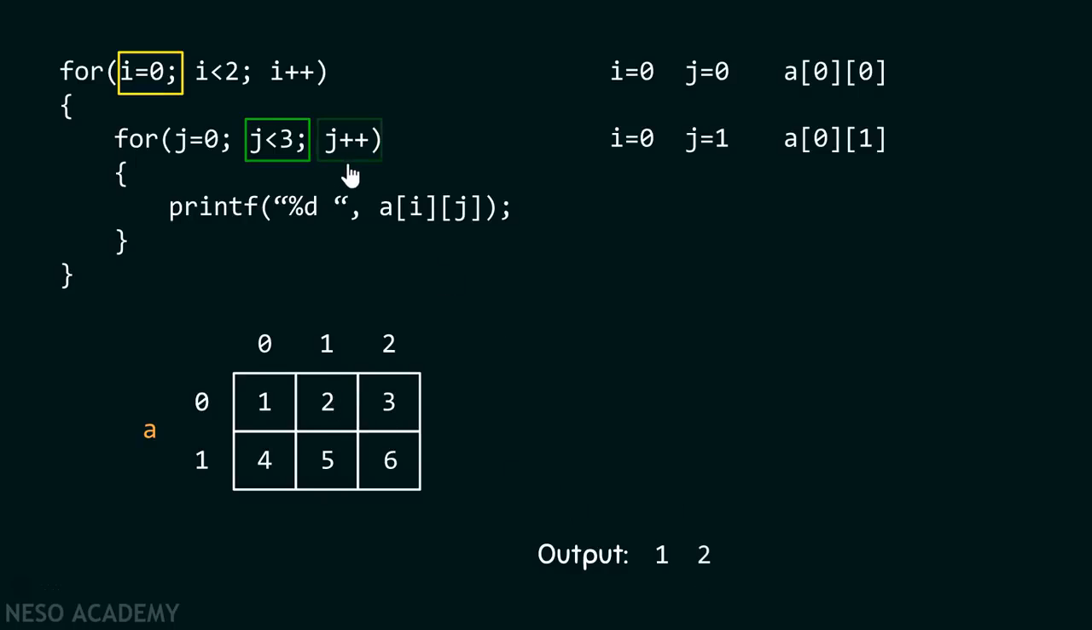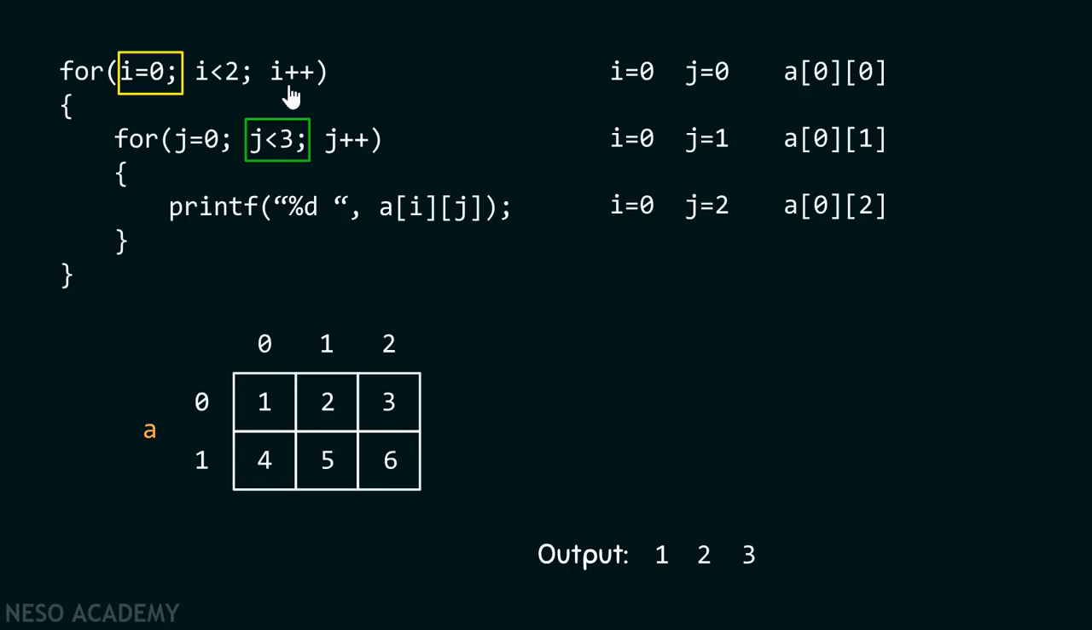After this again we will increment the value of j. j now becomes 2. 2 is less than 3. Again the condition is satisfied. Therefore we will print the element stored at 0th row and second column. That is this element. This element will get printed on the screen. After that again we will increment the value of j. j now becomes 3. 3 is not less than 3. The condition is not satisfied. Therefore we will come outside of this for loop. At this point, after this for loop we won't find anything.